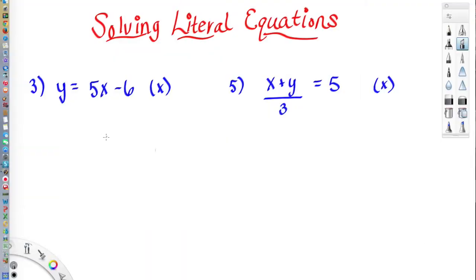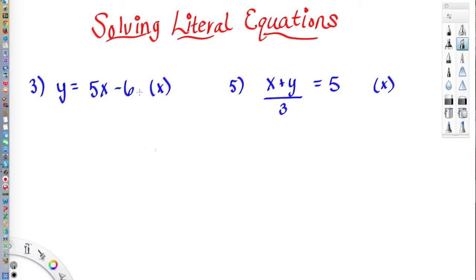Let's take a look at two more problems. Let's take a look at numbers 3 and 5. Now, number 3, I have y is equal to 5x minus 6, and I want to know what x is. Okay, well, let's begin by isolating the variable x. I look at the x side of the equation, and I see that it's being multiplied by 5 and subtracted by 6. I need to do the inverse of both of these operations.